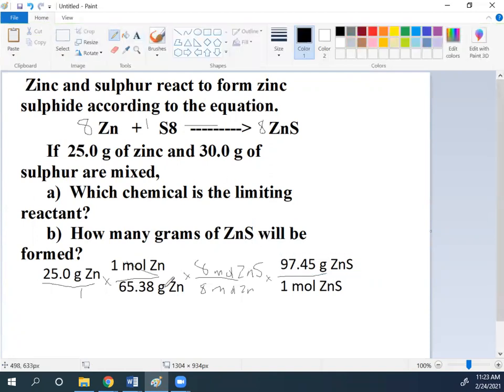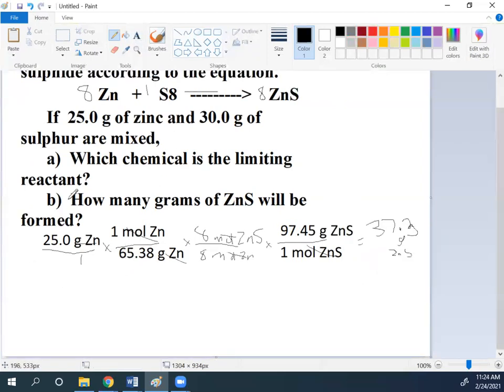So I didn't cancel. I'm going to go back and cancel all my units. And the answer is 37.2? No, 37.26? No, that's only if it's exactly 5. So 37.3. 37.3 grams ZnS.